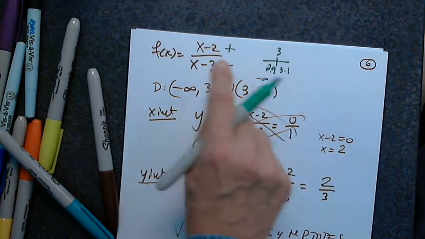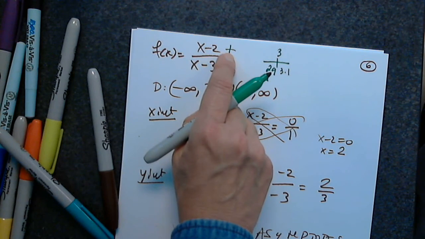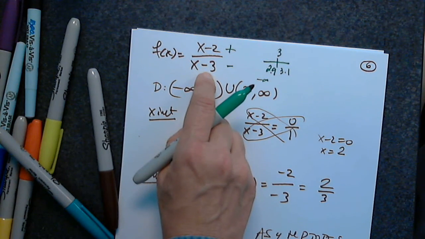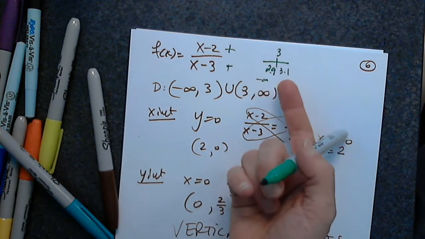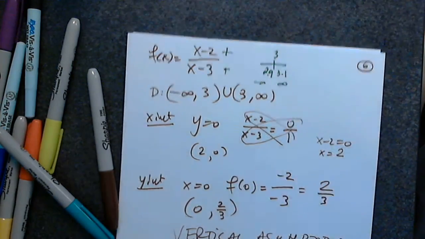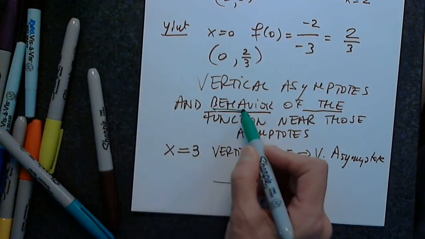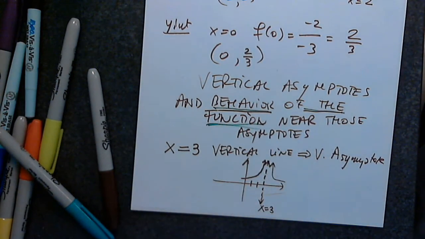Now let's plug in 3.1. 3.1 minus 2, sign. Good. 3.1 minus 3. So then on the right-hand side of the vertical asymptote, where will the function go? Exactly. So this is what we call the behavior of the function near the asymptotes, where it's going, if it's going to infinity on both sides, or negative infinity on both sides, or alternate.